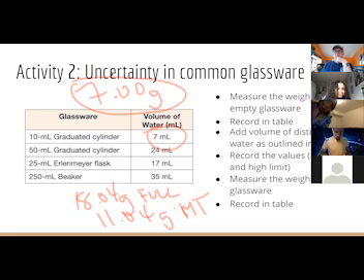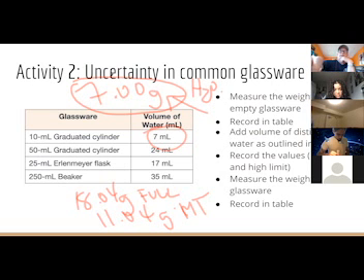Subtract. What do we subtract? Convert. 18.04 minus 11.04. So that gives me 7 grams. So that's the mass of the water. But that's a mass. I want to know what the volume is. How do I do that?